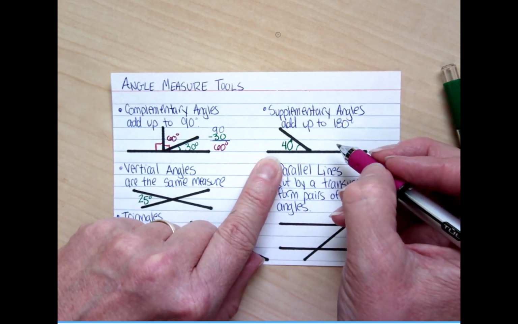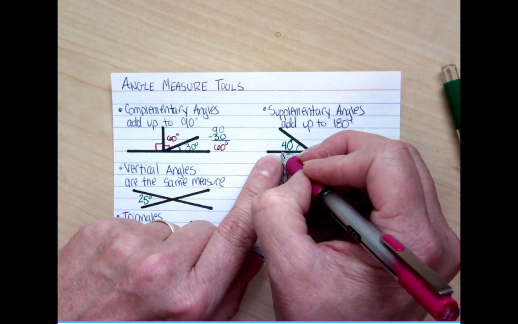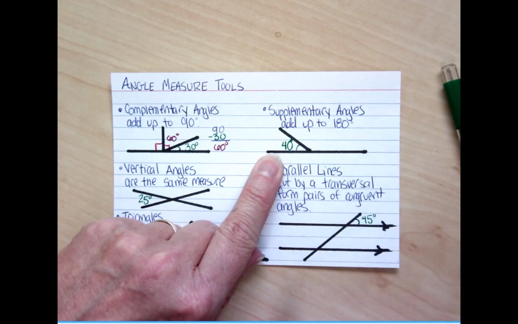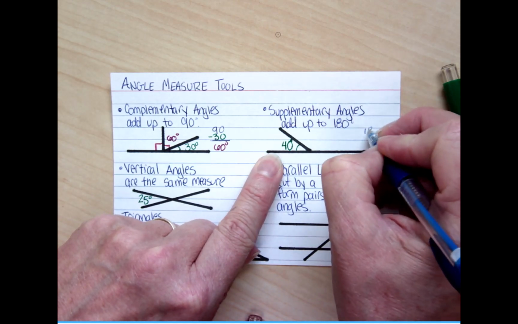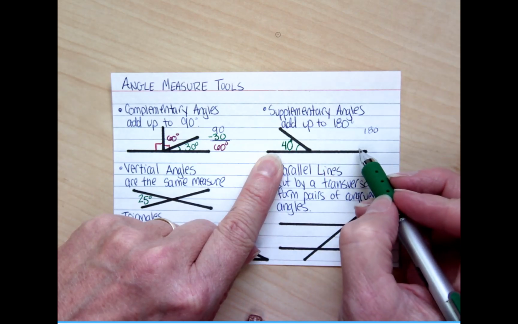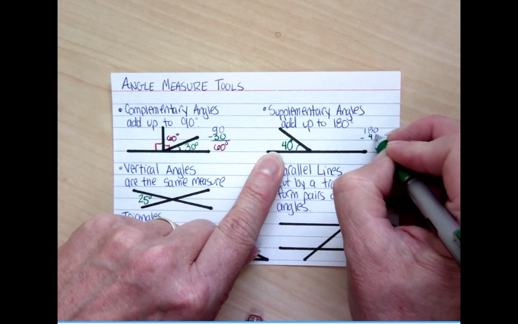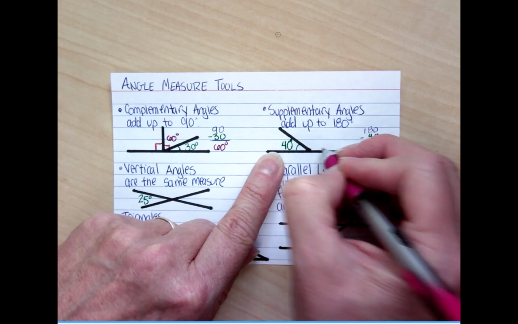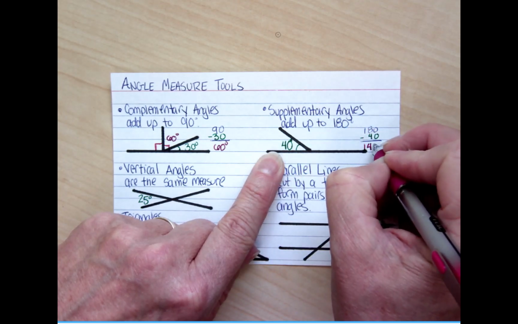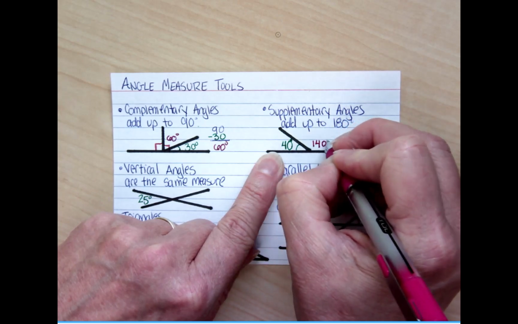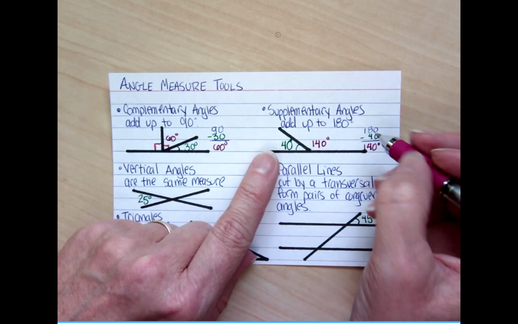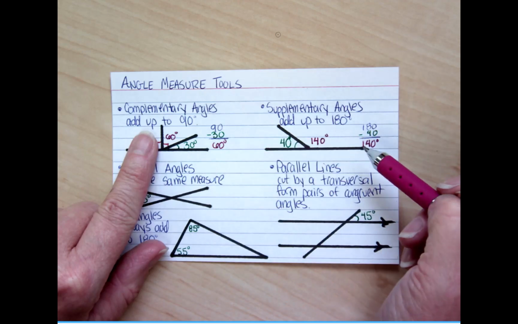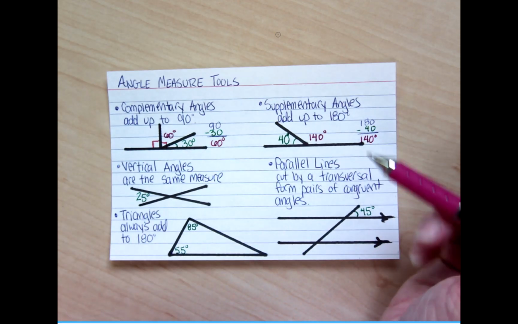Supplementary angles are kind of the same way. I know that these two angles have to add up to 180 degrees. So if I take 180 and I subtract the angle I do know, this 40 degrees, that leaves me with the rest of the measure. So in both of these, if I know what the two angles add up to, I can start with that, subtract off what I know, and I'll be left with the remaining part of that angle.